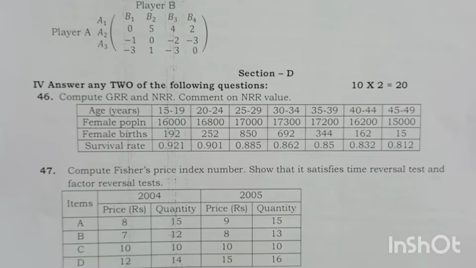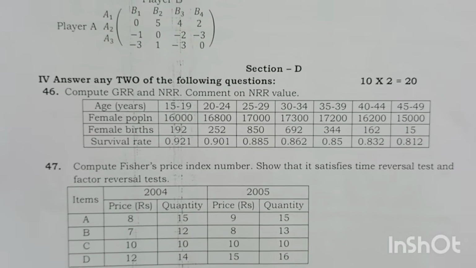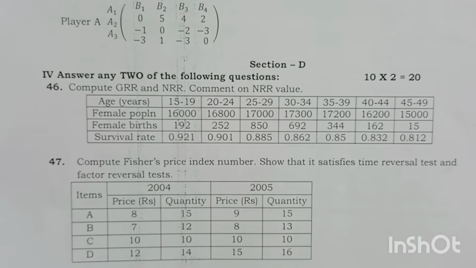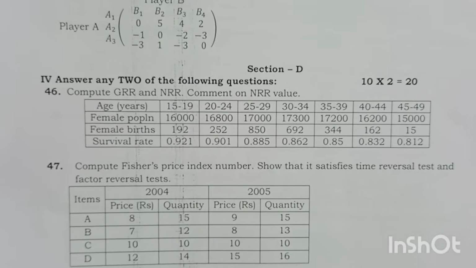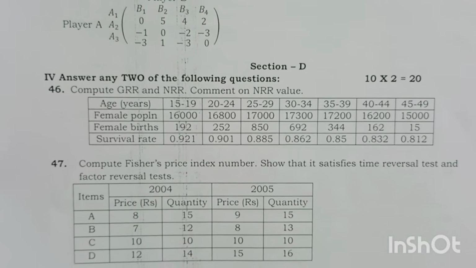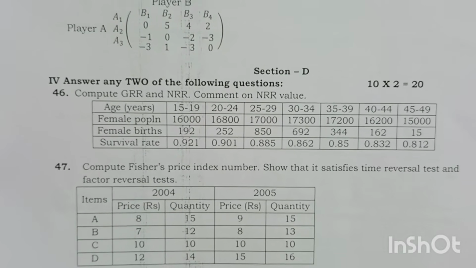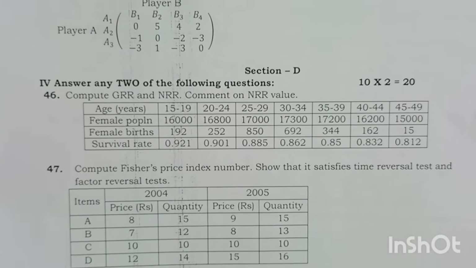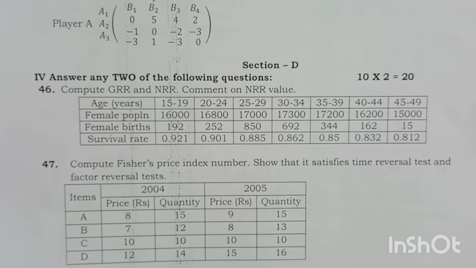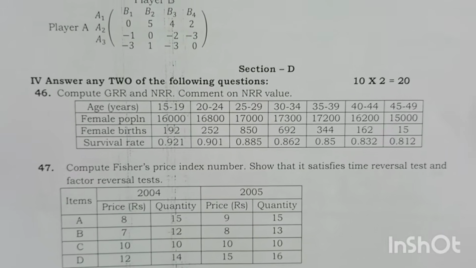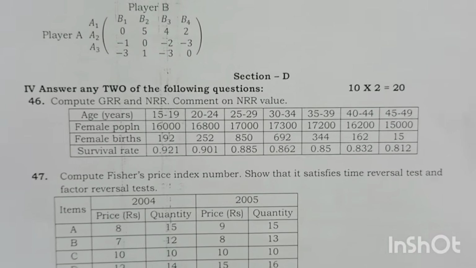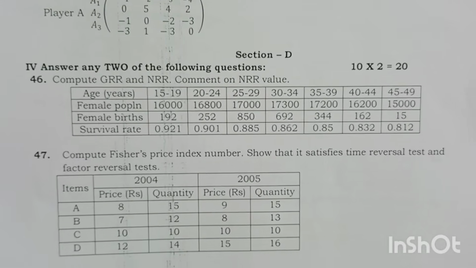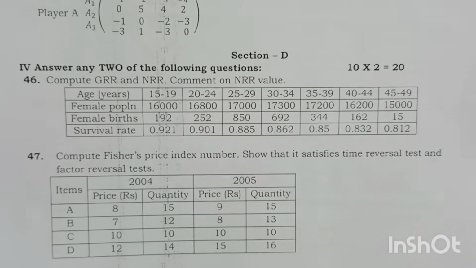So for the answer part you have to make a table, you have to write items, and base year price and quantity P naught, Q naught, that is small P naught and small Q naught, and for current year price and quantity P1 and Q1. Understood? Okay, so let us proceed to find out the answer.